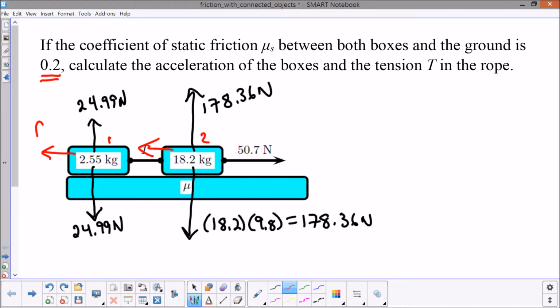them apart. So we have the force of kinetic friction on box 1 pulling to the left on box 1, and we have the force of kinetic friction on box 2 pulling on box 2. And we can calculate each of those values. The force of kinetic friction on box 1 is going to be the coefficient of friction between box 1 and the ground, which is 0.2, times the normal force acting on box 1, which is 24.99 newtons, which is 4.998 newtons.